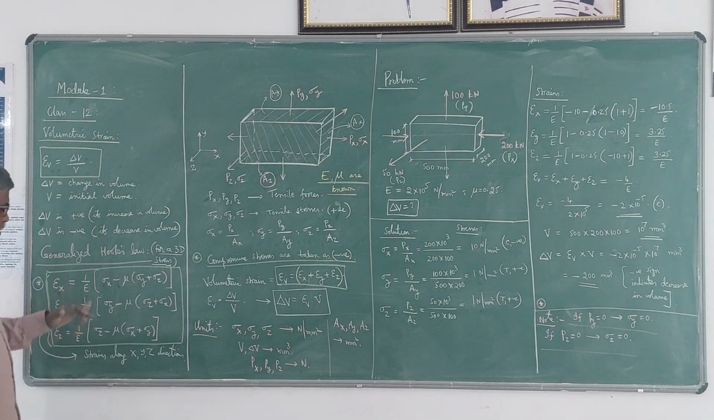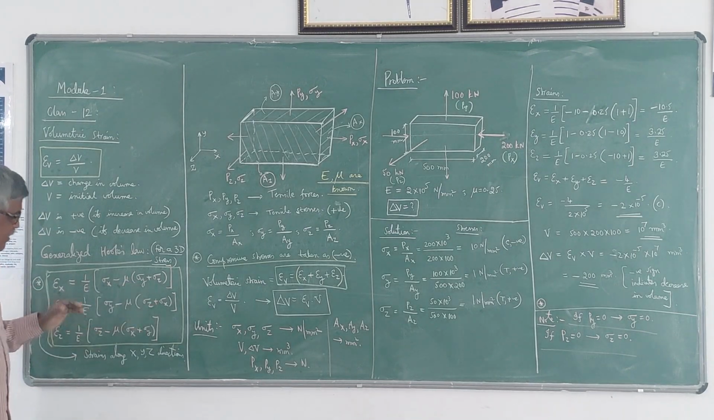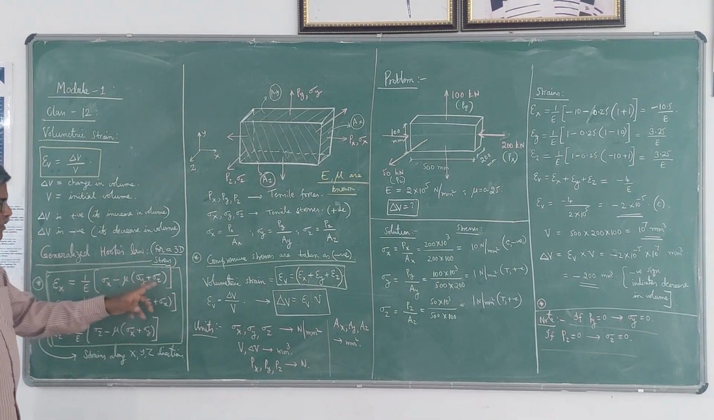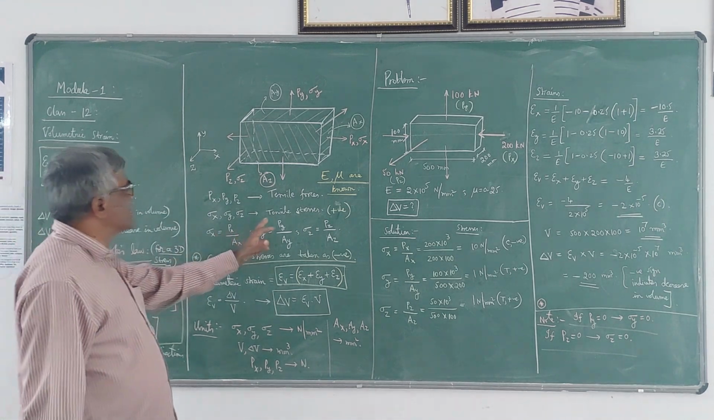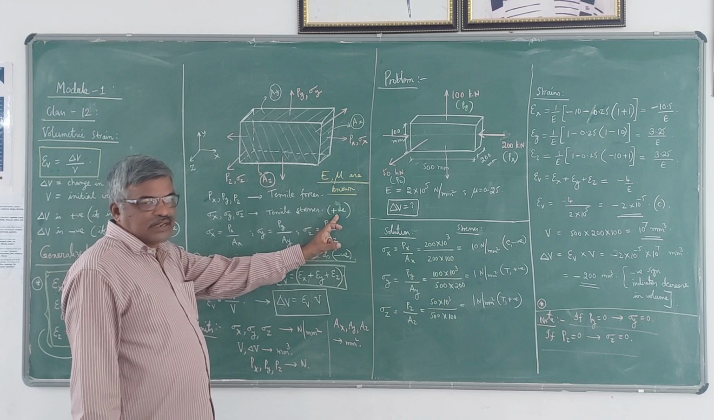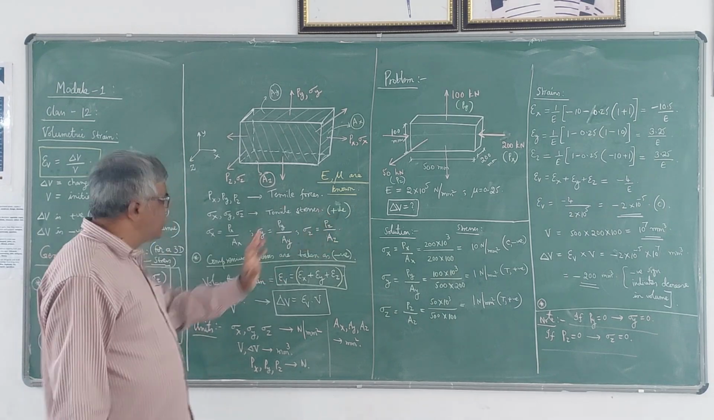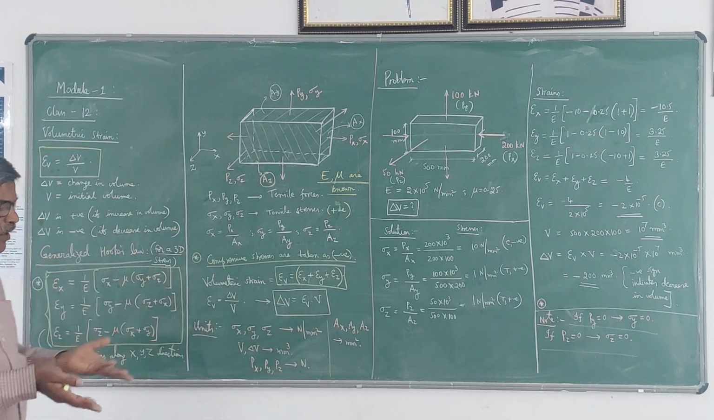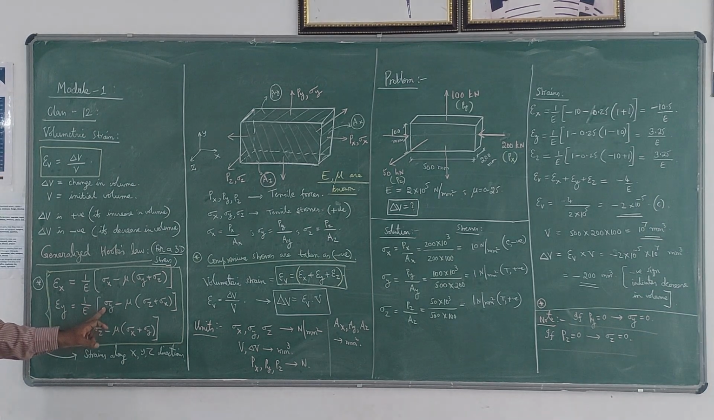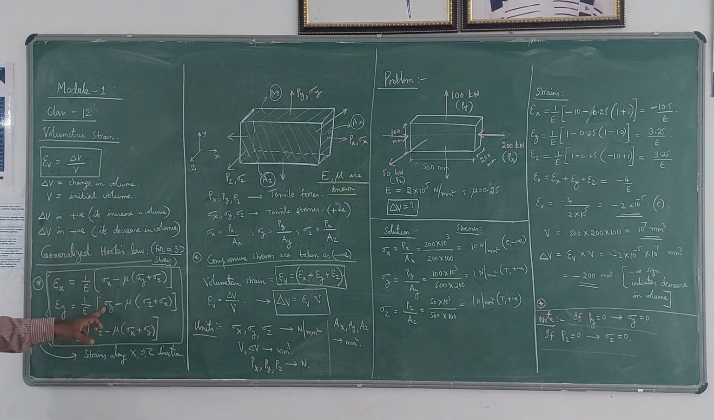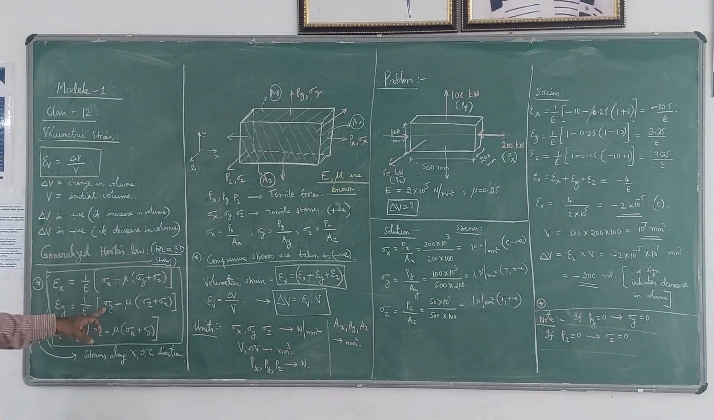So what I suggest is, when you are writing these equations, sigma x, sigma y, sigma z, we have to take positive if it is tensile stress. I have written here, if it is tensile stress, we have to take it as positive. Suppose any one of them is compressive, we have to take it as negative. For example, if I say Py is compressive, then sigma y will be compressive and its value should be taken as negative. You can see that in the problem.